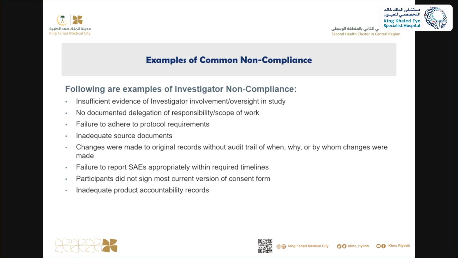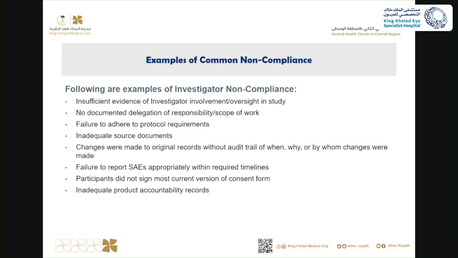Insufficient evidence of investigator involvement or oversight in the study. It happens that for 1 year, for example, there is no proof that the investigator has oversight: no single entry, no single documentation, no documented delegation of responsibility. Someone is doing a specific task in the study without official delegation.